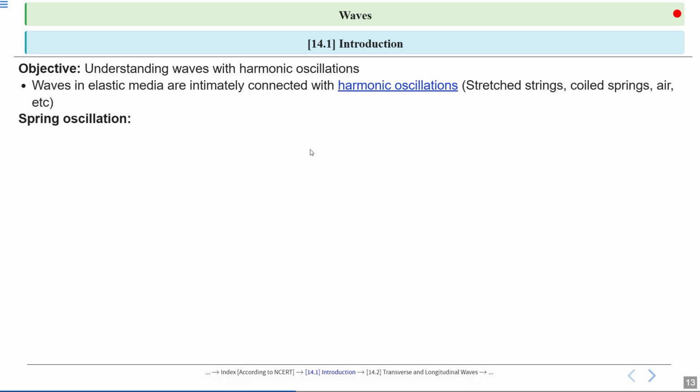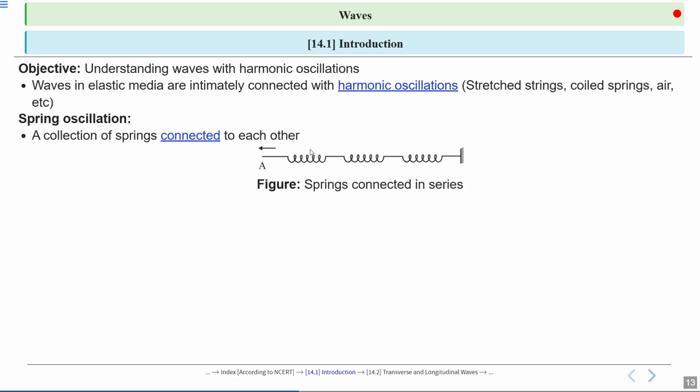Next is spring oscillation. So imagine a collection of springs connected in series, like in the figure shown here. Each spring is attached to the next, forming a chain. This setup helps us visualize how a disturbance can move from one part of the system to another.